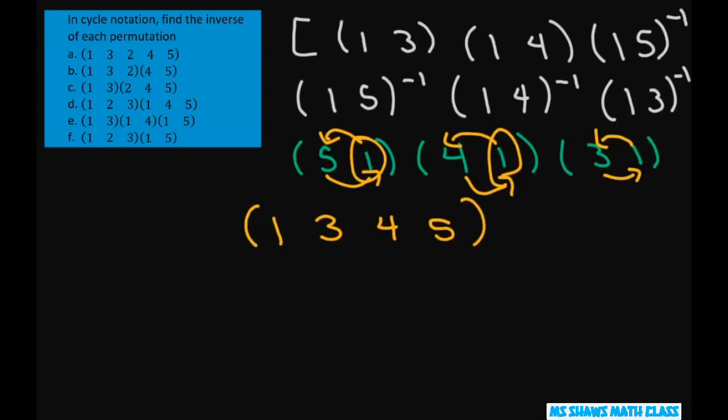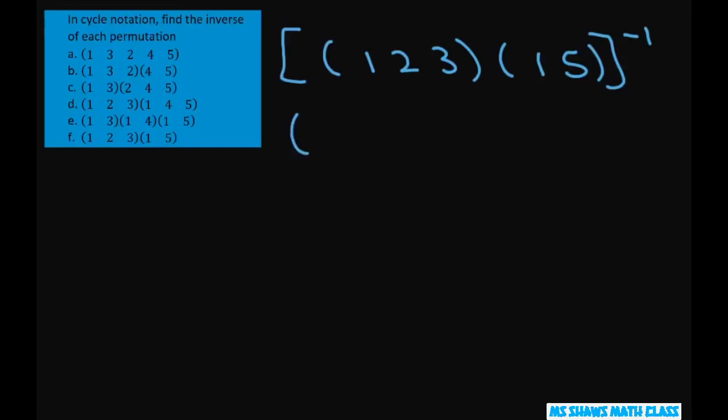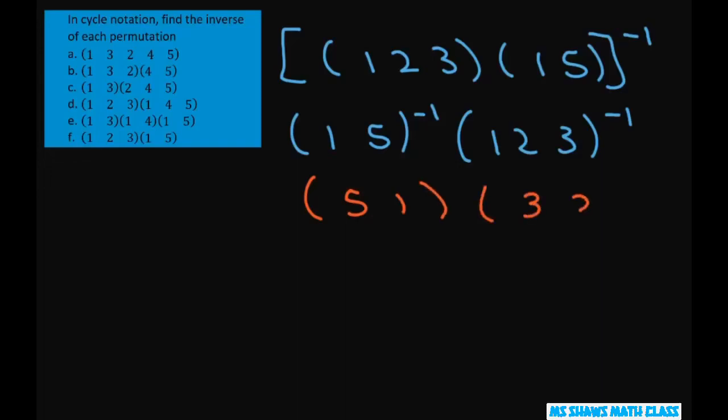All right. And for the last one, we have (1 2 3)(1 5) inverse. So that's (1 5) inverse (1 2 3) inverse. All right. So change the order. (5 1)(3 2 1).